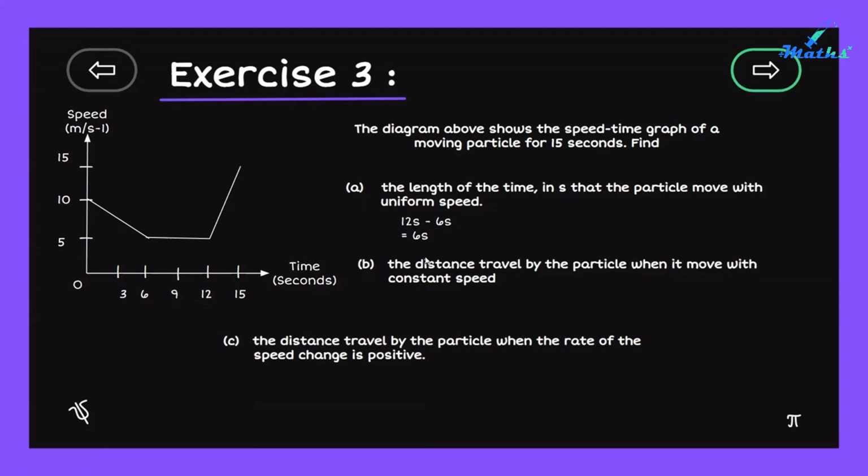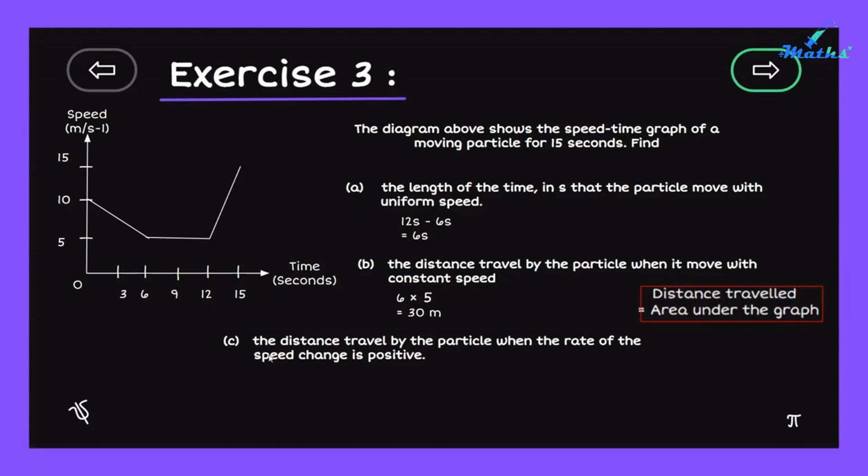And the distance traveled is the area under the graph. For constant speed, which is uniform speed, imagine the lines here, so this is a rectangle. So we need to find the area of the rectangle. Here is 5 and here is 6. We just find it: 6 times 5 equals 30.